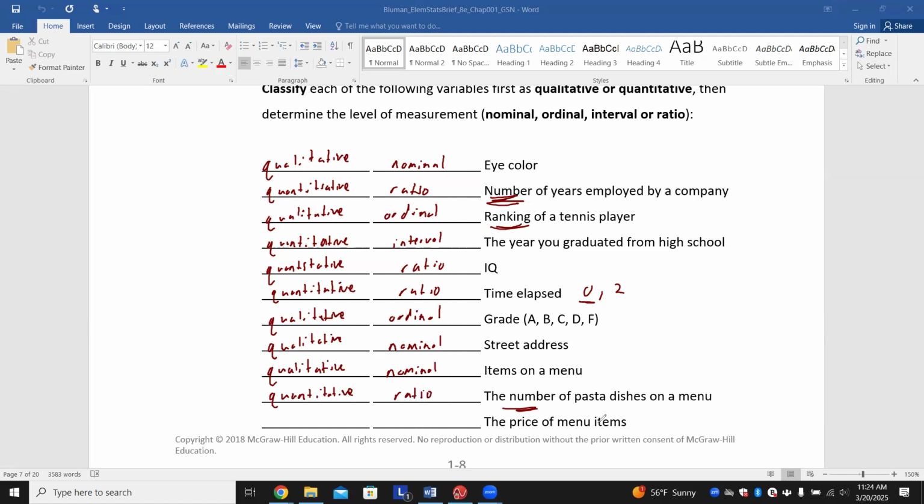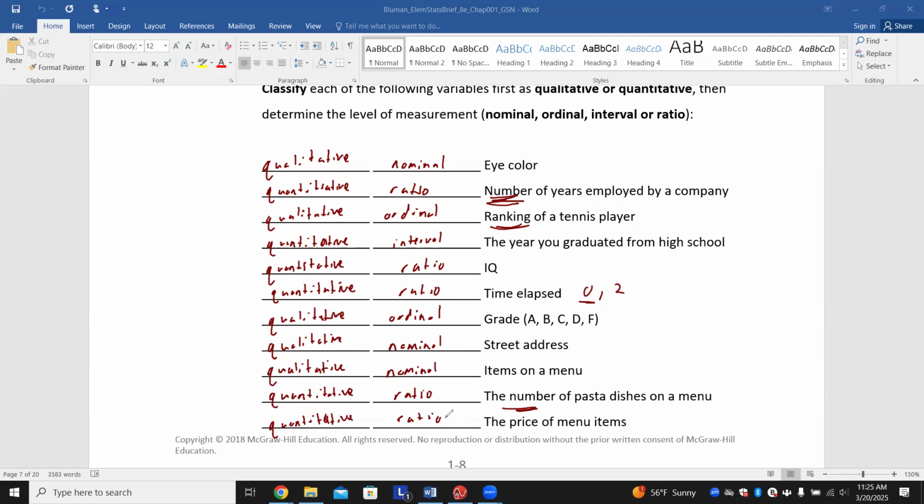The price of menu items. This right here again has a specific number. So this is quantitative. But when looking at the price of menus, there's no company in this world that will pay you to take some food items, right? You can have a price of zero, or maybe they have free items, but they will not pay you as well. So you can have free, but you never have negative price items. So this again will be a ratio because it has a defined zero.